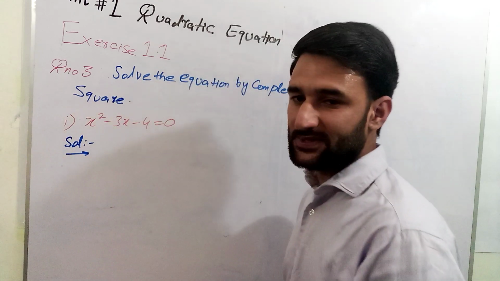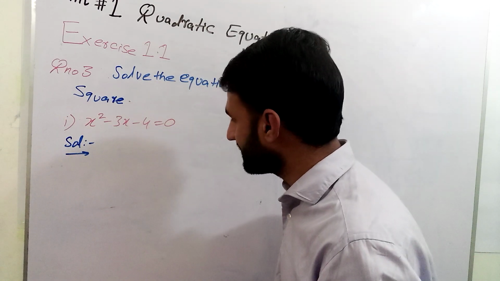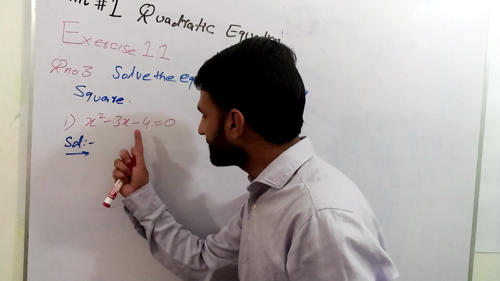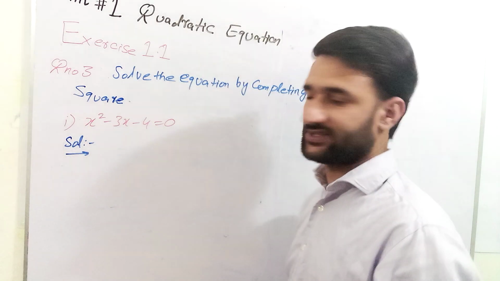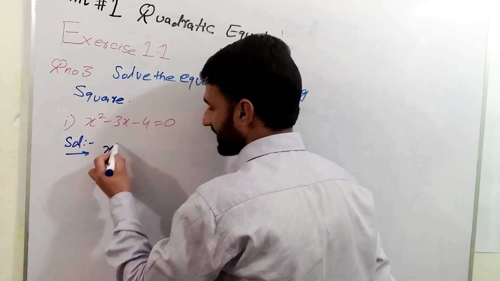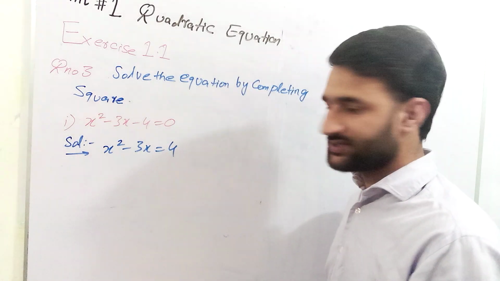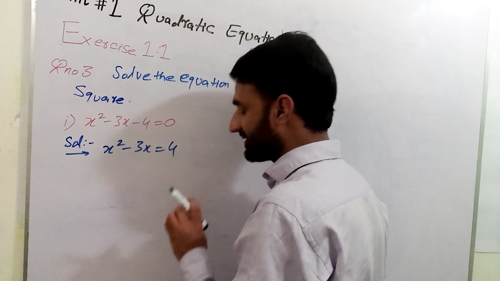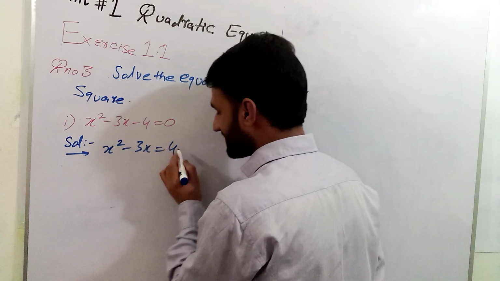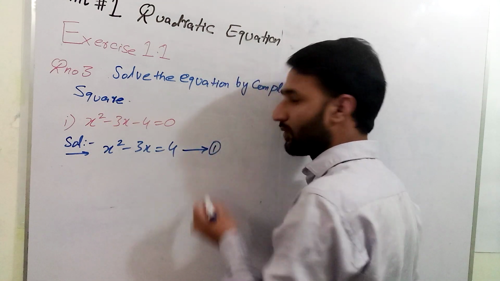Students, the first step is to shift this constant to your right side. The first step is x squared minus 3x is equal to 4, right? This is the first step. The second step is very important. Notice that this is called equation number 1.